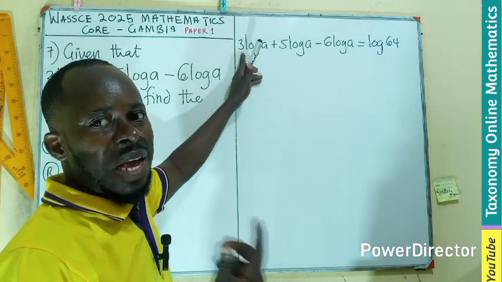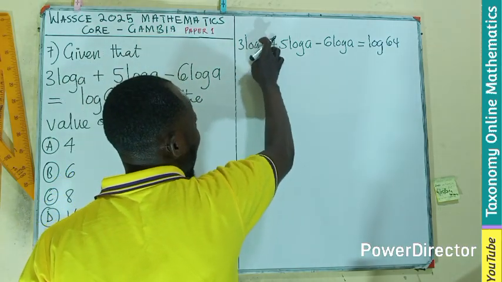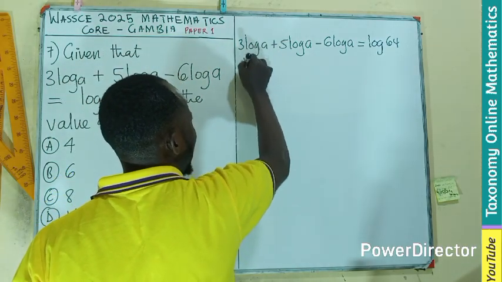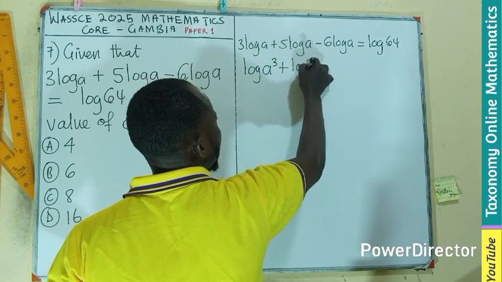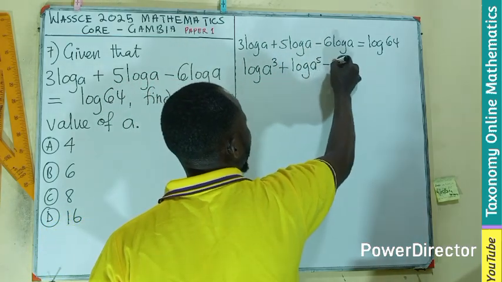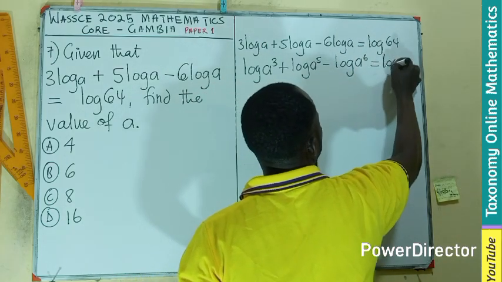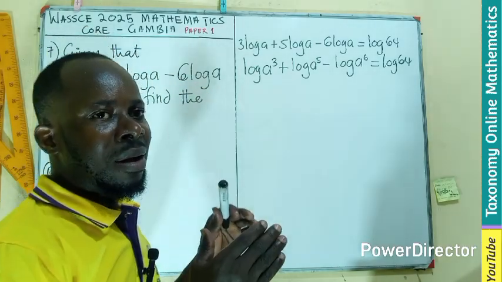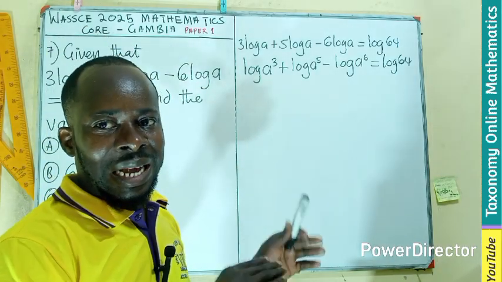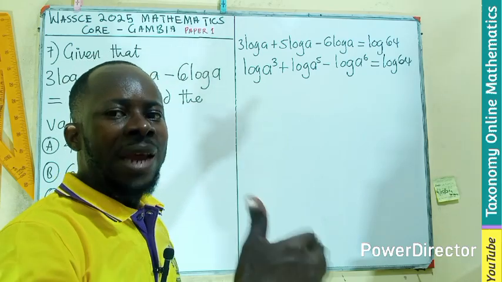So we first apply the power rule, which is any multiplier becomes a power to the argument. So I have the log of a power 3, the log of a power 5, the log of a power 6, the log of 64. Remember also that the product rule is when we are adding, we multiply the argument. When we are subtracting, we divide the argument.